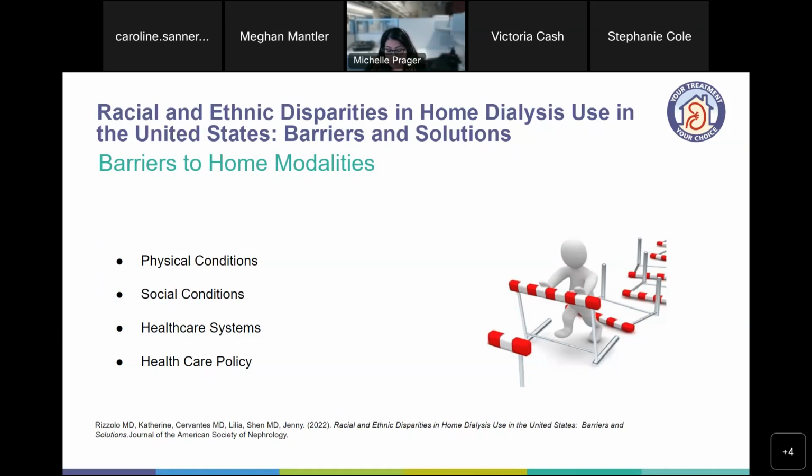Social conditions such as financial barriers, transportation, lack of caregiver support, and poor health literacy. And then healthcare systems: lack of pre-dialysis care, lack of modality education, lack of high quality language interpretation, discrimination in healthcare, suboptimal dialysis starts, lack of pre-dialysis insurance, and poor nephrologist familiarity with home therapies. And then healthcare policy, they looked at penalizing facilities caring for socially disadvantaged patients, and proposed exclusion of beneficiaries with social barriers from alternative payment methods.